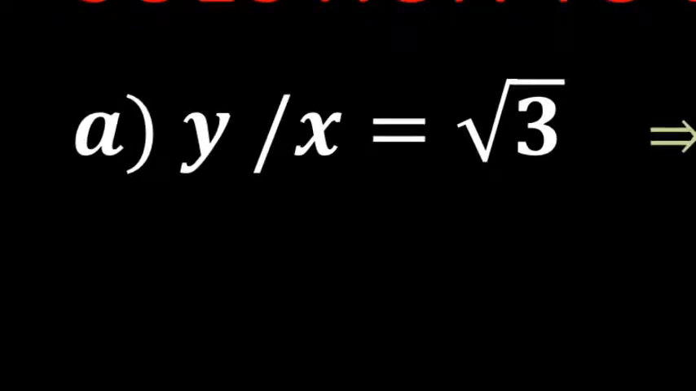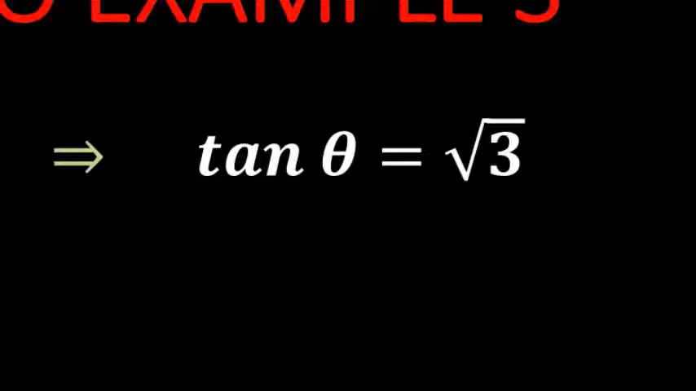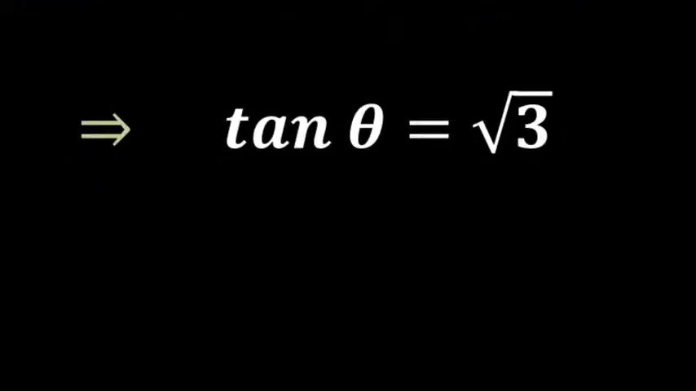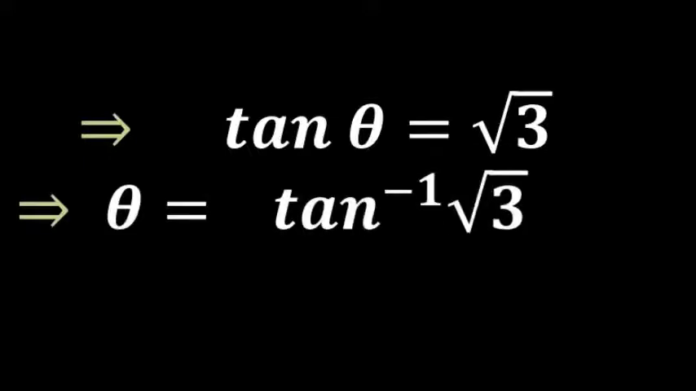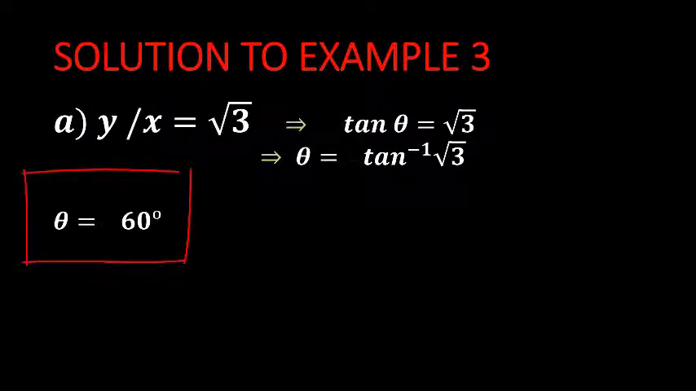We divide through the relation given. The function given was y equal to root 3 x. We divide through by x, and so we have y over x equal to root 3. And we know that y over x is tan theta. So we have tan theta equal to root 3. So theta equal to tan inverse of root 3. So theta equal to 60 degrees.